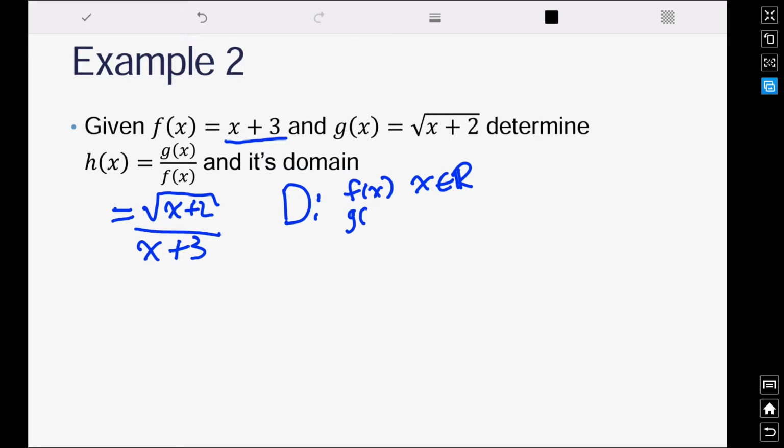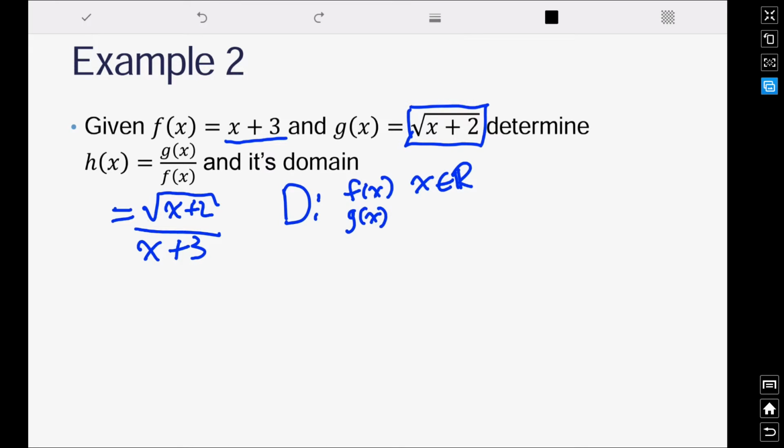Now g of x, however, does have a restriction. Because if you look at g of x, it is a radical. And radicals generally have restrictions unless they're odd radicals. But this is an even radical. And just as a reminder, if we don't have a number there, we consider it to be a square root. So radical with, I guess, 2.